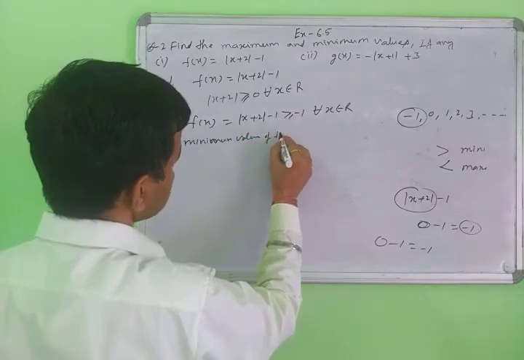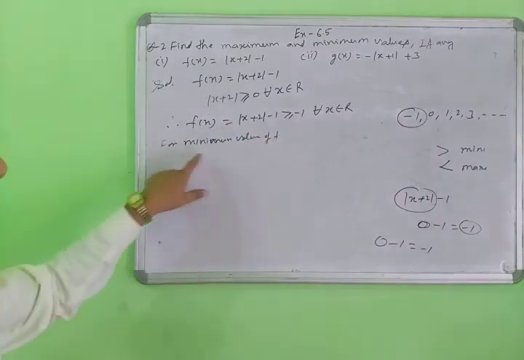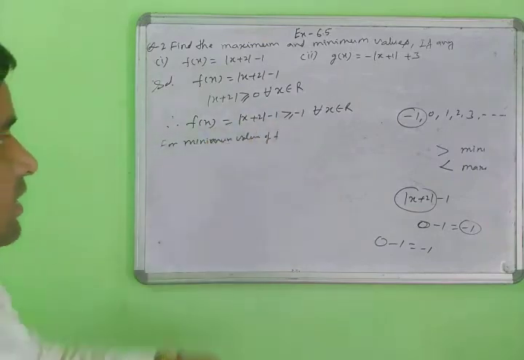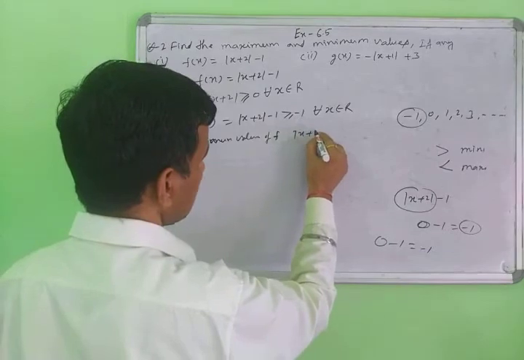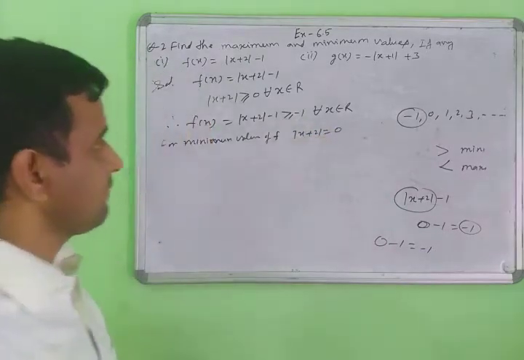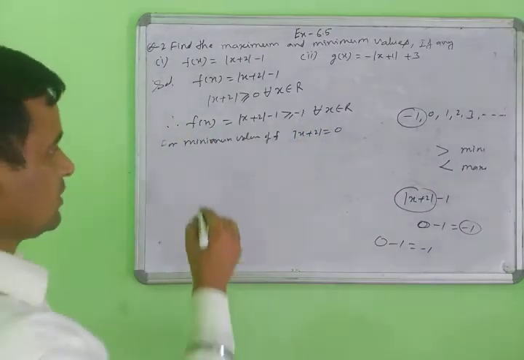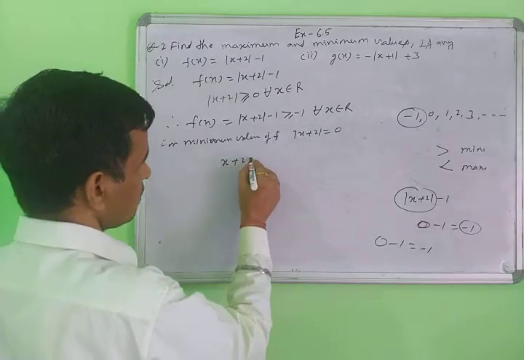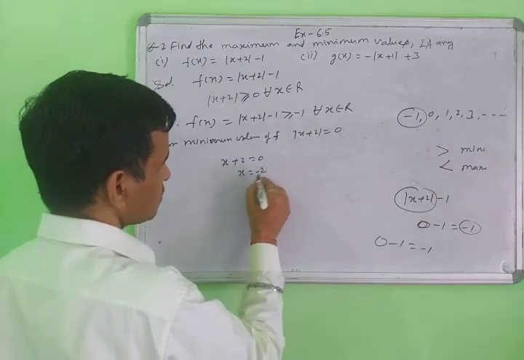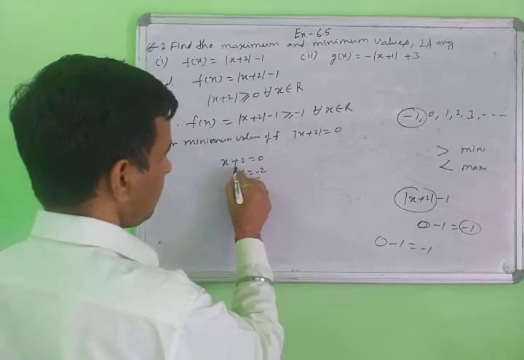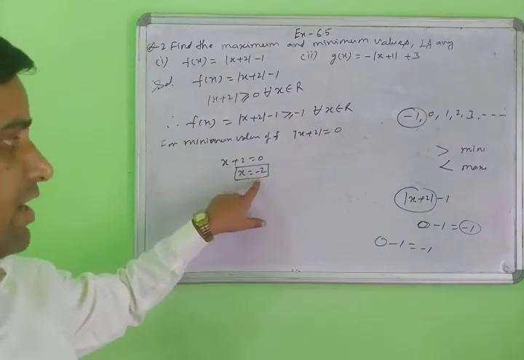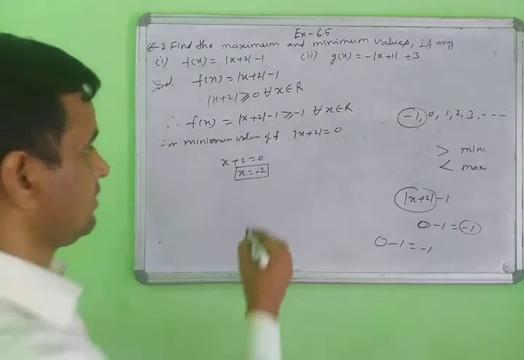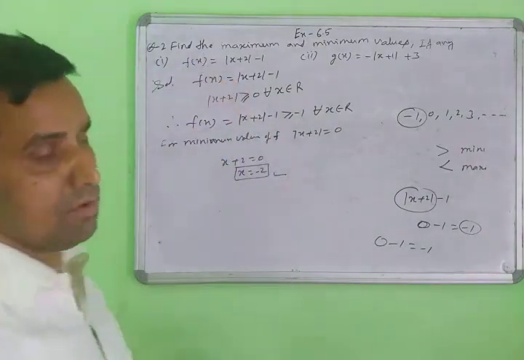For the minimum value of the function, |x + 2| will be equal to 0. Then x + 2 = 0, so x = -2. This is your critical point, the point at which we find the minimum value of the function.